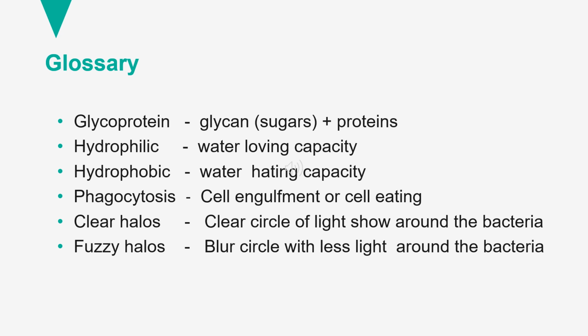And here I gave some glossaries to help you understand better. They are glycoprotein: glycan, which means sugar, plus proteins; they both together form a glycoprotein. The next is hydrophilic, water loving capacity. Hydrophobic bacteria have a water hating capacity, which cannot live in water. And phagocytosis, which means cell engulfment or cell eating. And the clear halos, a clear circle of light shown around the bacteria, which is usually found in a capsule, and fuzzy halos, a blurred circle with less light around the bacterium, which is usually found in the slime layer.